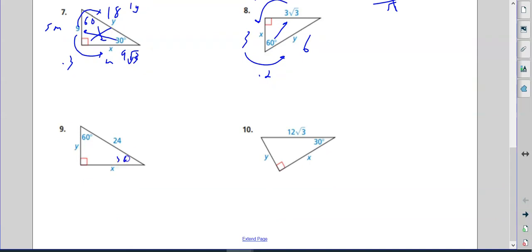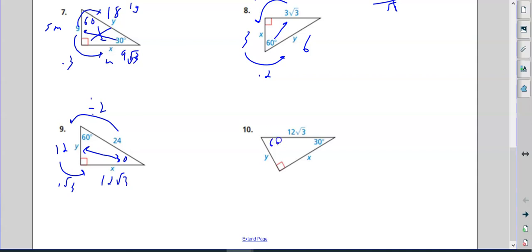Number 9, it helps to identify the small side. So again, it's easier to go from the hypotenuse, the larger side, to the small side. Always know where that is. So I'm going to go from here to here, and you just divide by 2, which makes this 12. And then all you do is tack on the radical 3, 12 radical 3.